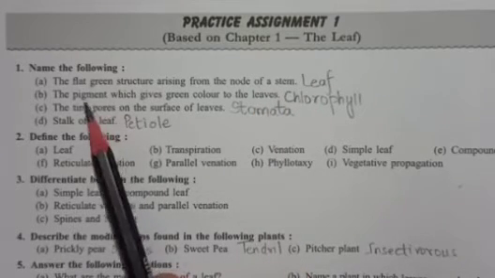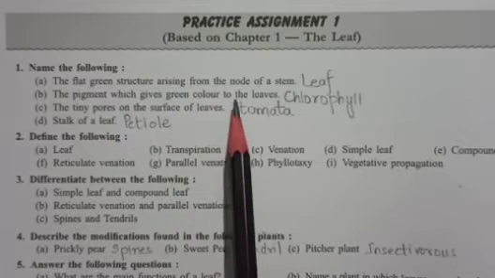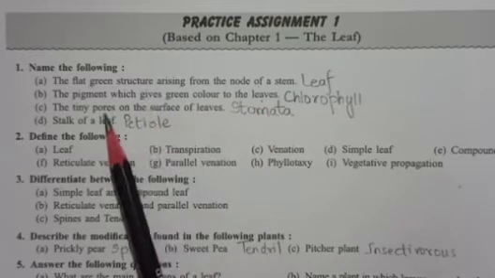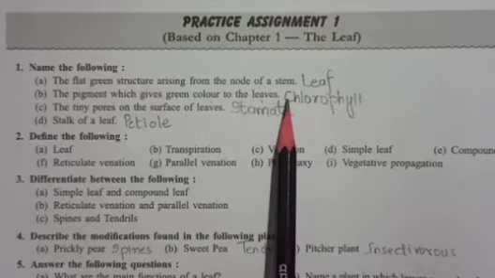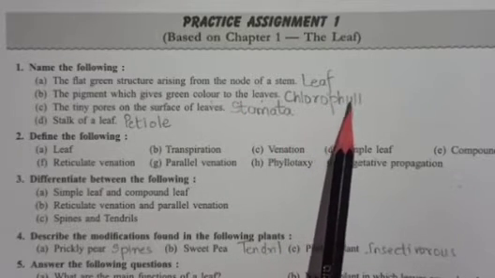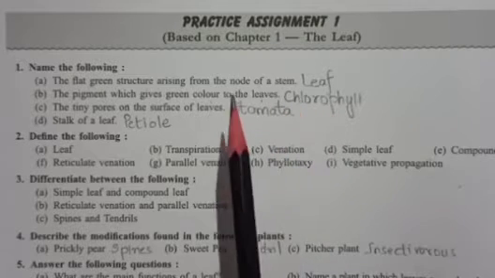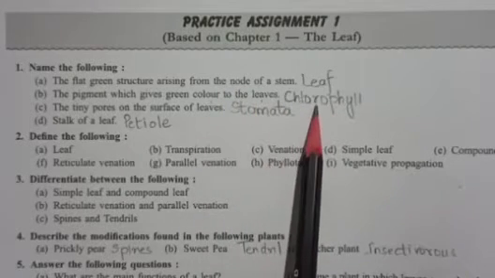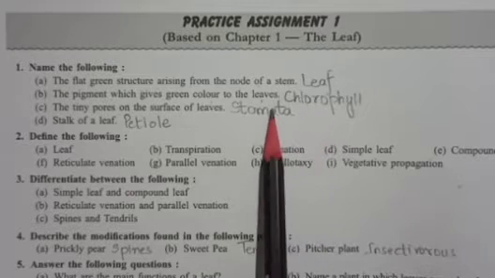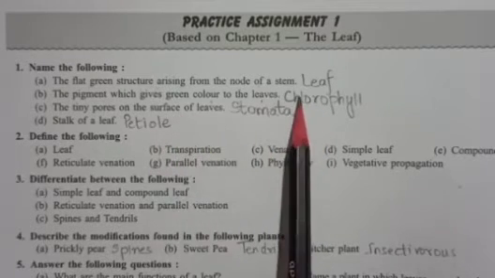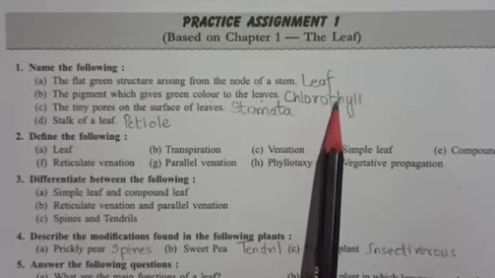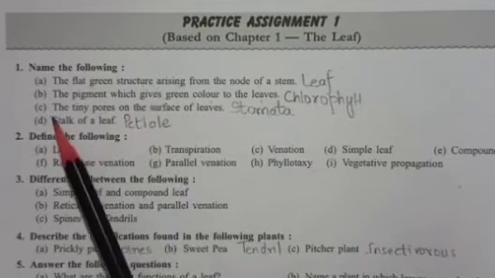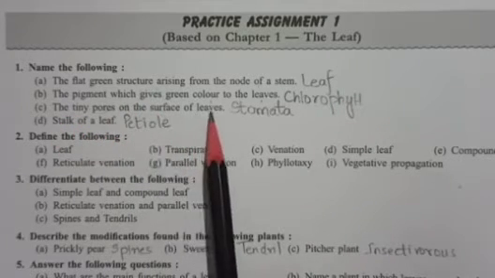Then the second one is the pigment which gives green color to the leaves. So the pigment which is present in the leaves which gives green color to the leaves is chlorophyll. Okay, chlorophyll. Now students, you have to learn all the spellings as well, okay, because spelling is very important and you have to learn spelling of each and every word. So the spelling of chlorophyll is chlorophyll.